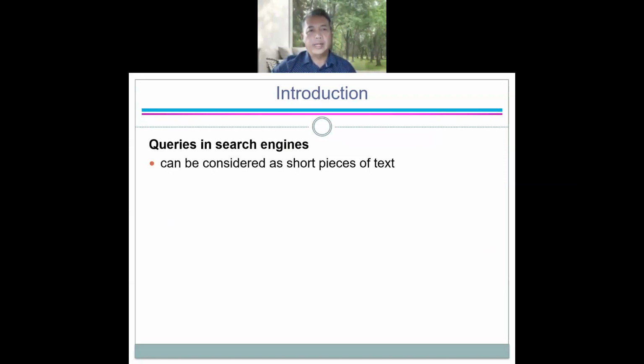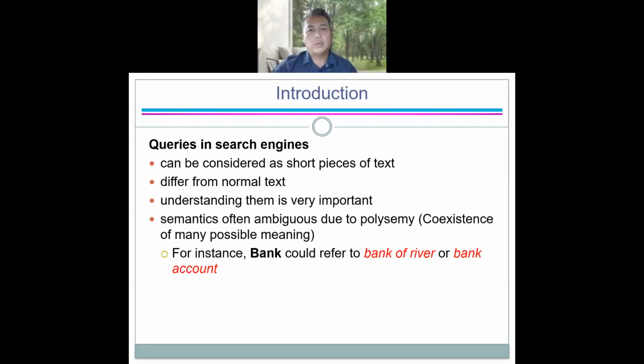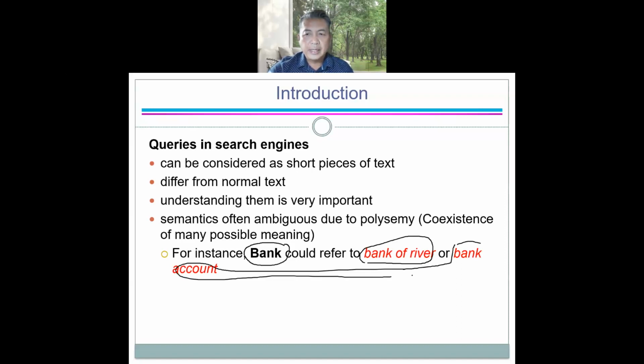For queries in a search engine, we try to find certain text depending on our intention. For example, let's suppose we are looking for bank, but bank will have different meanings depending on the context of how we use it. For example, bank of a river and bank account. So there are two different meanings here depending on how you use them.